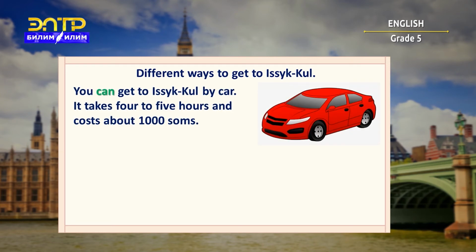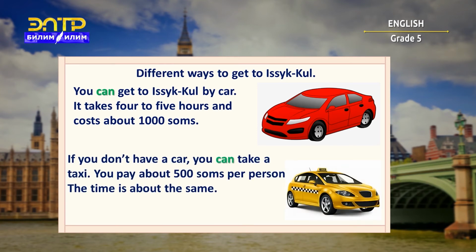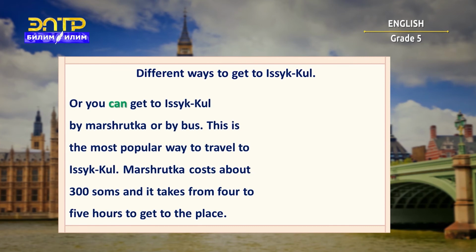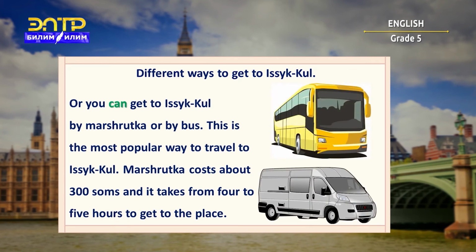You can get to Issyk-Kul by car. It takes 4 to 5 hours and costs about 1,000 soms. If you don't have a car, you can take a taxi. You pay about 500 soms per person. The time is about the same. Or you can get to Issyk-Kul by marsrutka or by bus. This is the most popular way to travel to Issyk-Kul.